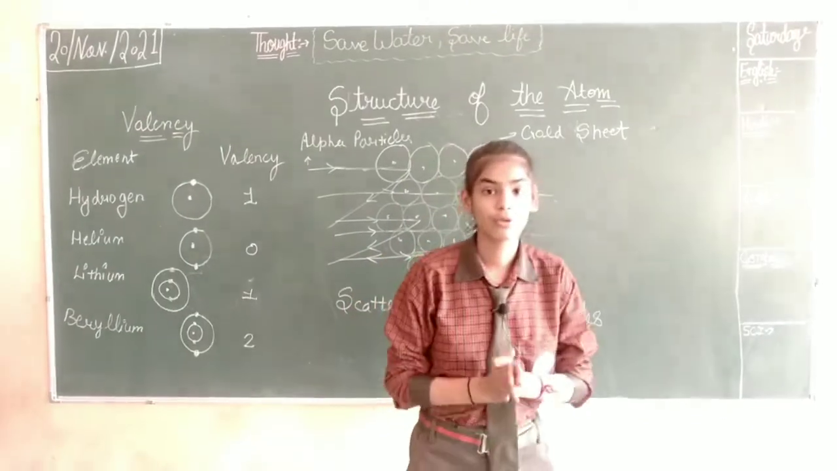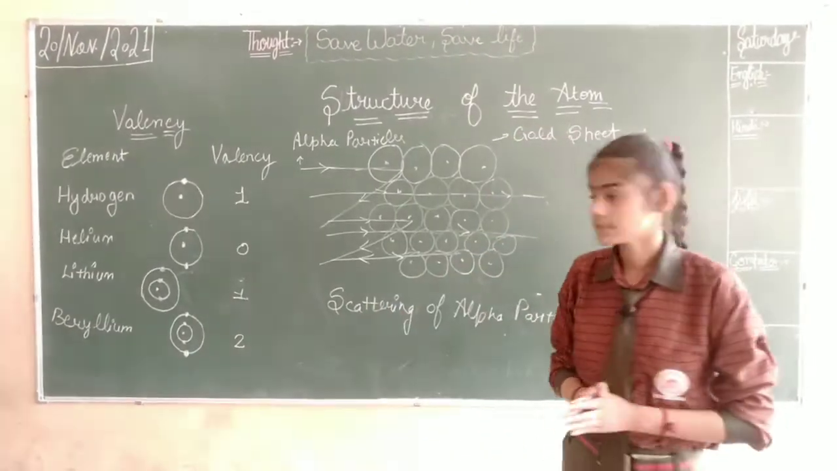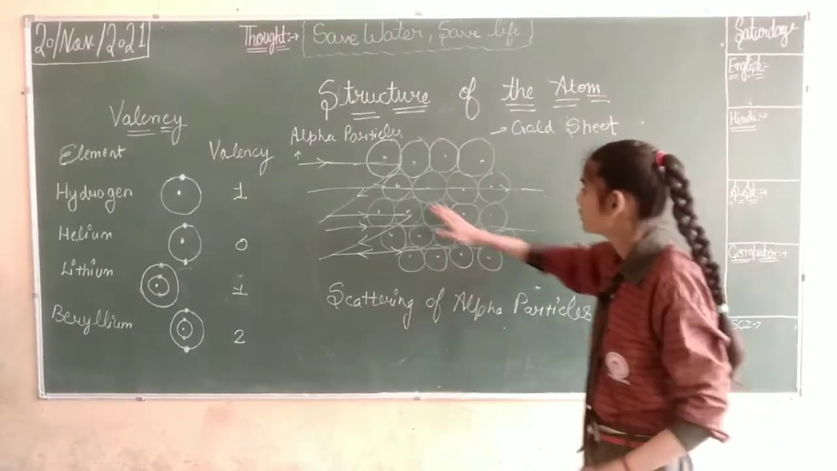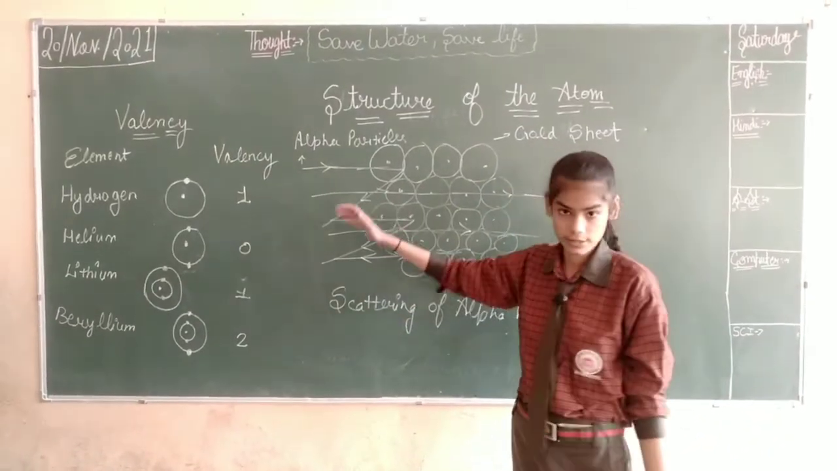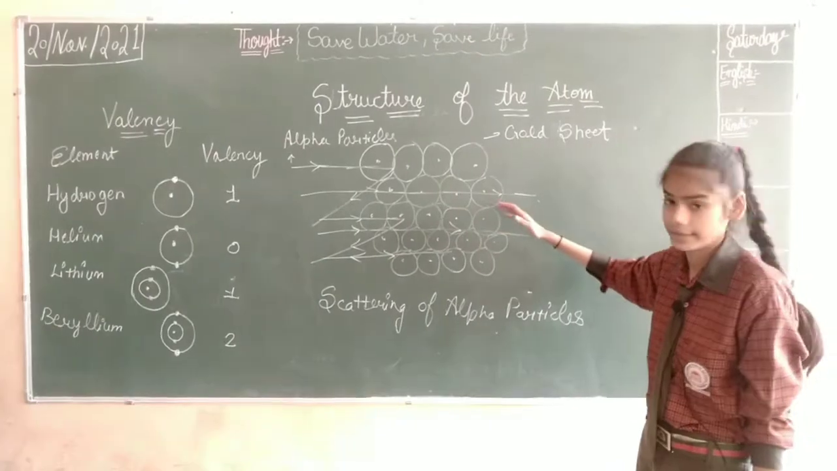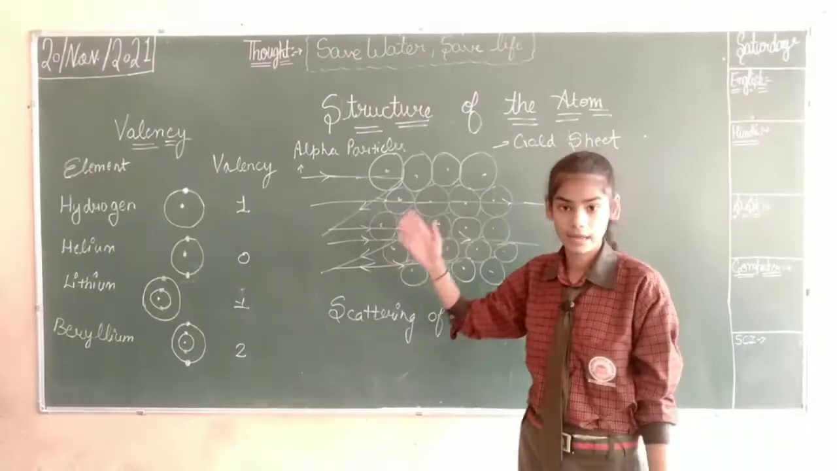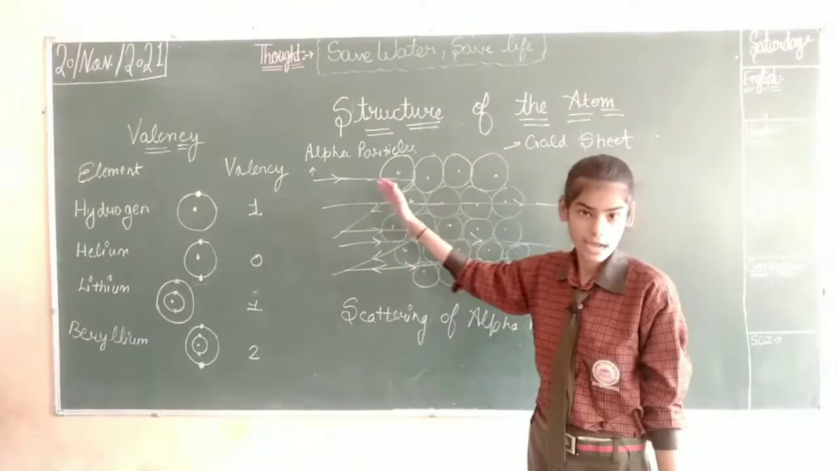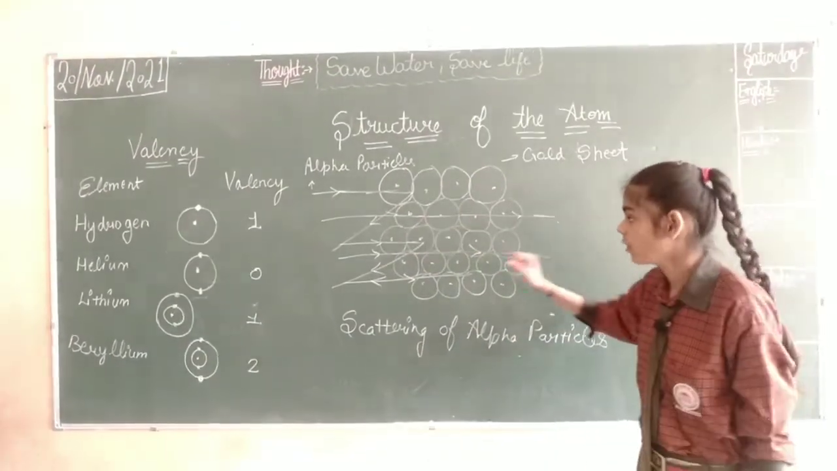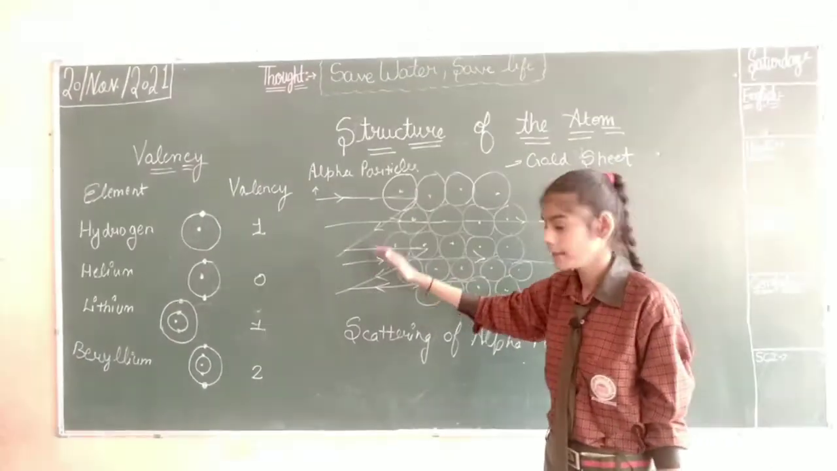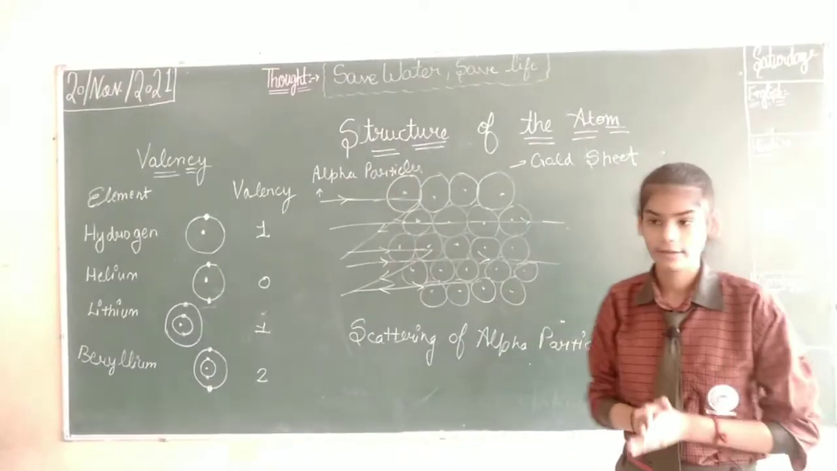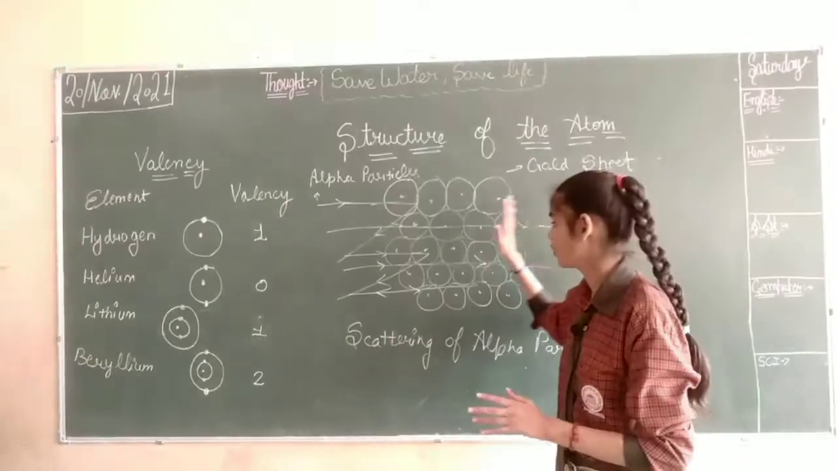Now about Rutherford model of an atom. This model was given by Ernest Rutherford. He chose gold foil because it is malleable and passed alpha particles through it. Most of the alpha particles passed through it. This shows that atoms have space inside them. Some of the alpha particles are deflected and one out of 12,000 alpha particles is rebounded from its original path.